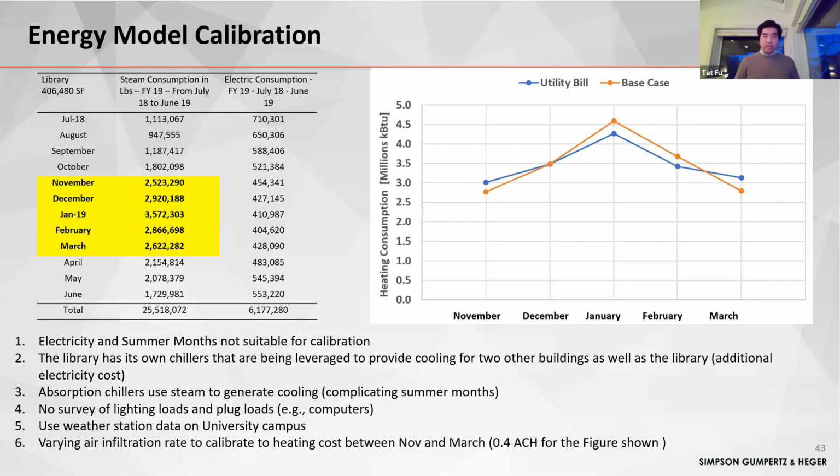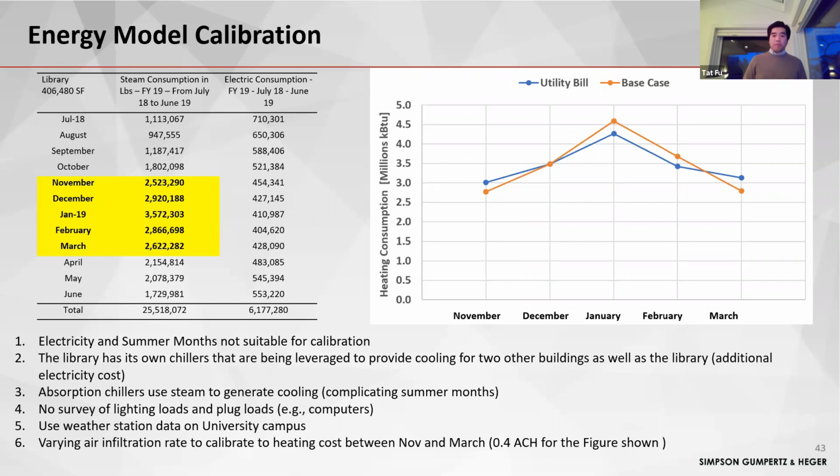Then we focus on the winter months from November to March. If you look at the line graph on the right-hand side, you can see the blue line is the utility bill, and the orange line is our simulated case. You can see that it's tracking actually pretty well. One thing we did to make it track very well is that first we use the local weather station, so the weather input data is accurate. And we also have to vary different types of air infiltration.